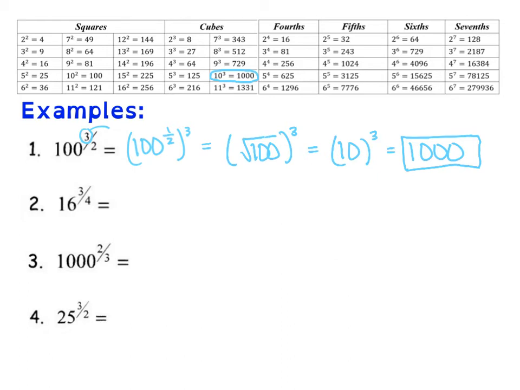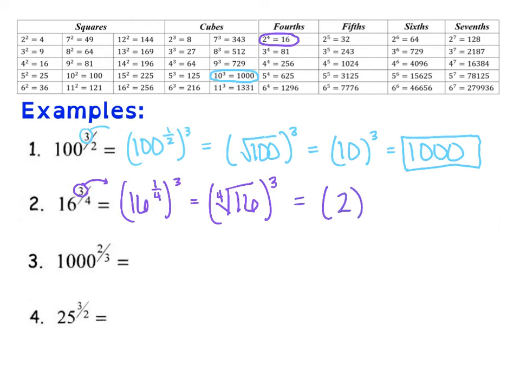In number 2, 16 to the 3/4 power. Again, taking my 3 and moving it outside gives me 16 to the 1/4 power cubed. That's the 4th root of 16, and then to the 3rd power. What is the 4th root of 16? Well, I go to my fourths and I find 16 is 2 to the 4th. So the 4th root of 16 is really 2, but I still have the cubed part. Then I can go back up and look for 2 cubed in my cubes and see 2 cubed is 8.